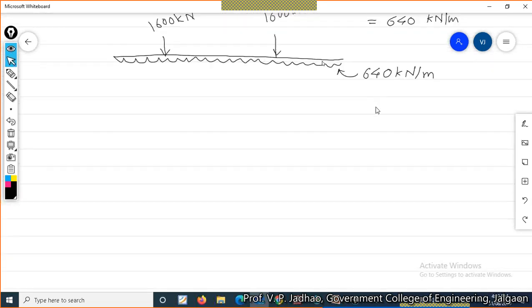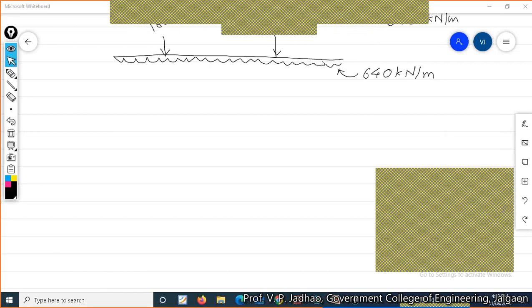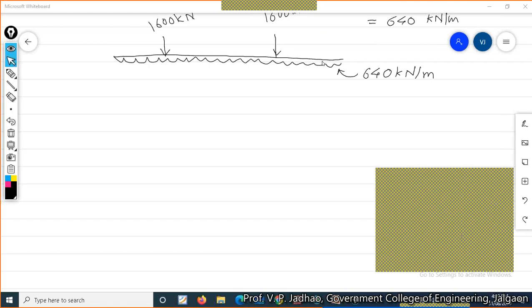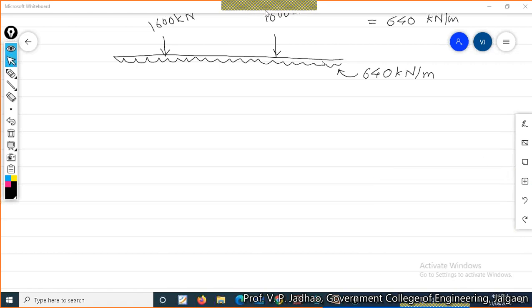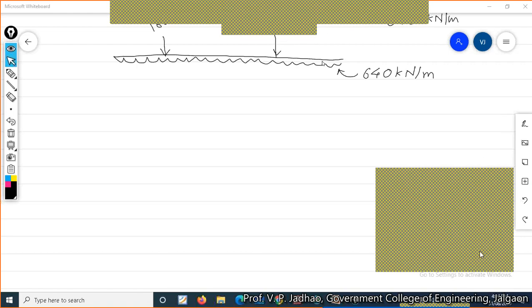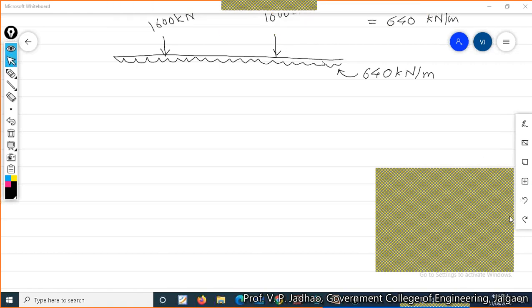We are designing this particular footing as a beam which is supported on two columns, with some portion as cantilever, some portion on the right hand side as cantilever. Whatever your queries are, you can just drop them in the chat box rather than raising your hand.